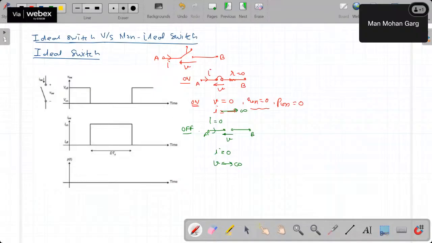Similarly, when this is off, what should ideally be the resistance? What do you expect for an ideal device? What should its resistance be? Can you put your answers in the chat box, please? What ideal resistance do you expect? Infinite, yes, very nice. So we expect that the resistance when this device is off should be infinite, obviously infinite. So there will be no current through it.